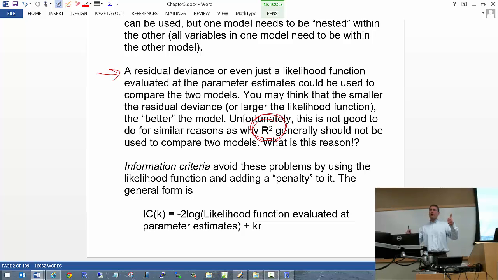So if you're trying to compare two different models where one has a lot more variables than another, the model with a lot more variables is going to have a higher R squared than this one. So that's a problem with R squared. That same kind of problem then occurs with looking at the likelihood function, where higher is better, or looking at the residual deviance, where lower is better. The same kinds of problem occur.